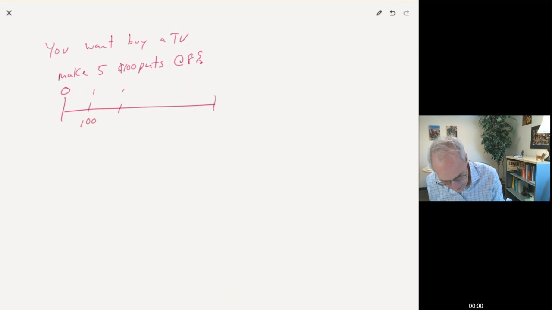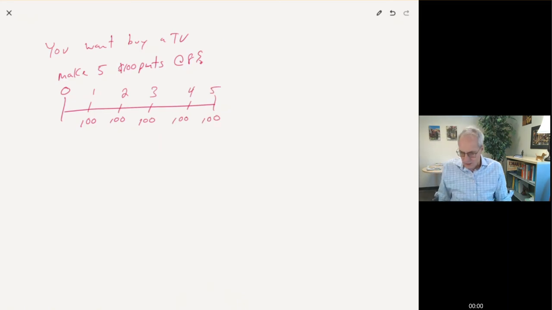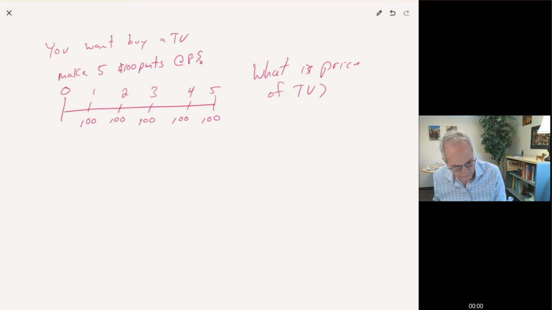You make the payments at the end of the period. That's the way we always assume payments are set up, at the end of the period. First question: what is the price of the TV? Where would the X be? The X is going to be the price of the TV, not in 5 years, but the price of the TV today. So the first question: is it greater than, less than, or equal to $500? What do you think? Pause it.